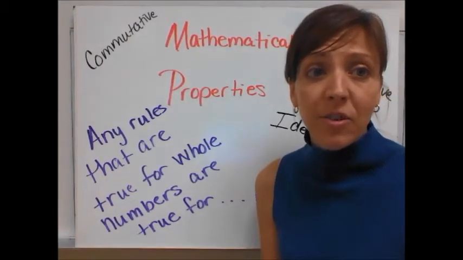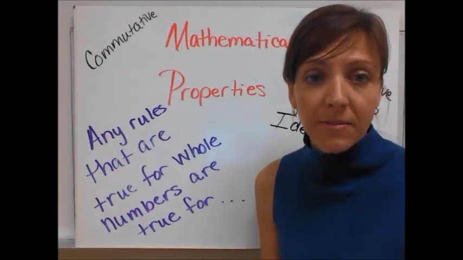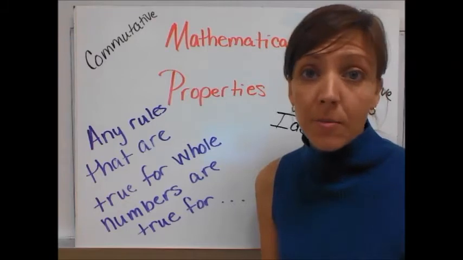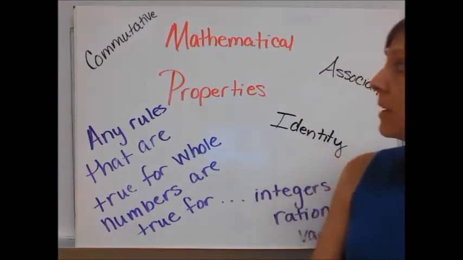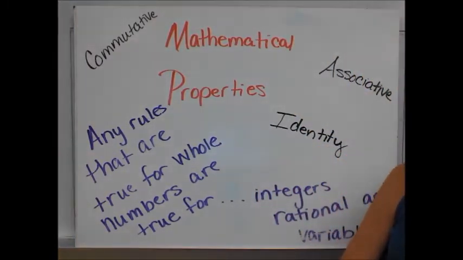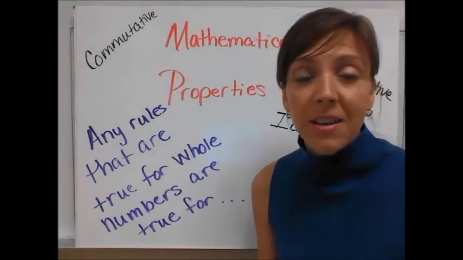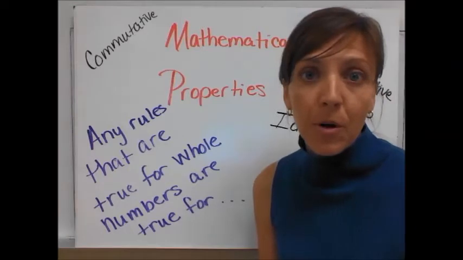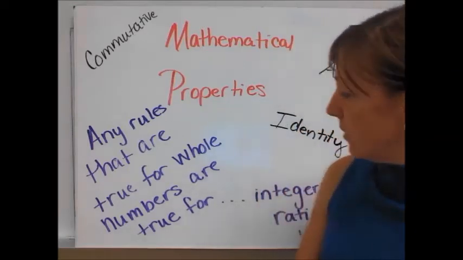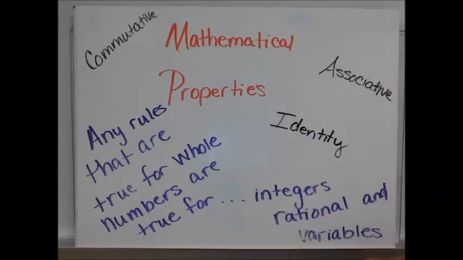Today I'm going to be teaching you the mathematical properties. Those properties would be commutative property, identity property, and associative property. The cool thing about properties is that any property that works with whole numbers also works with integers, with rational numbers.